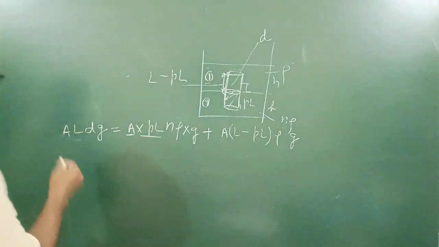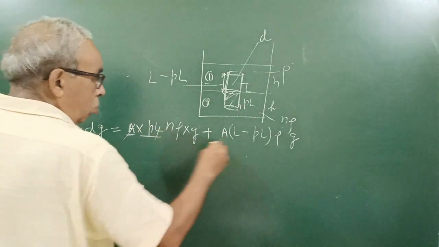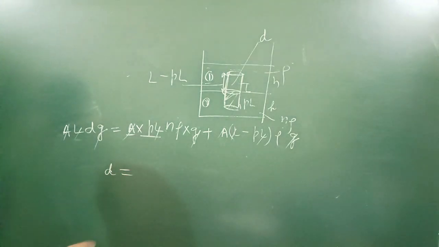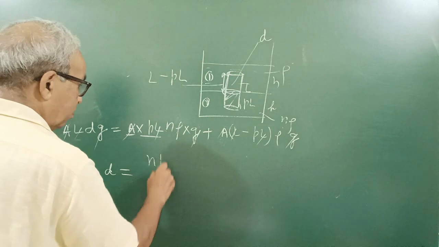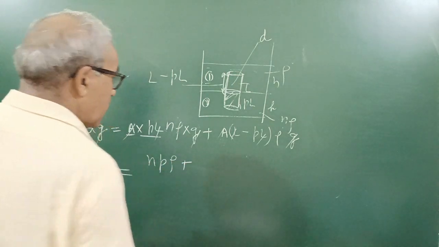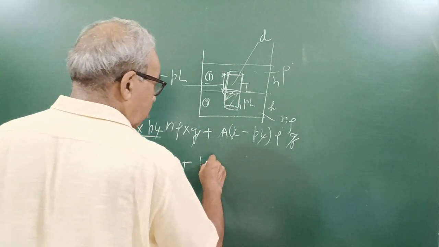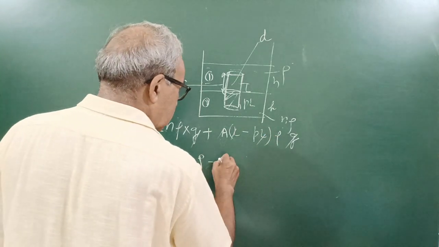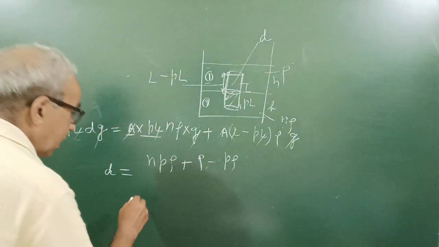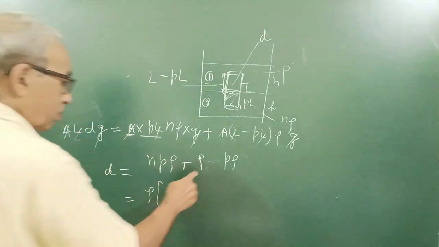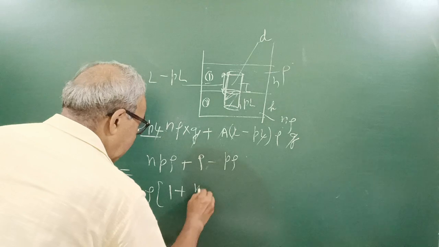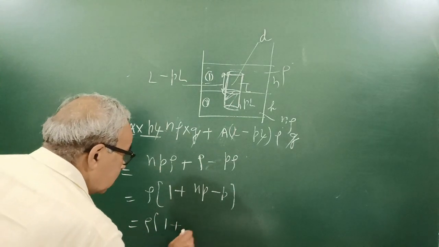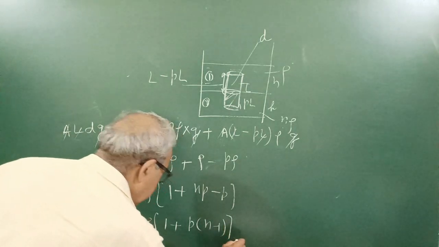From here, common terms: L will cancel, A will cancel, g will cancel, and what remains is D equal to nP rho plus rho into 1 minus P. If I take rho common, then it becomes rho into 1 plus nP minus P, or you can write rho into 1 plus P into n minus 1. This is the density.